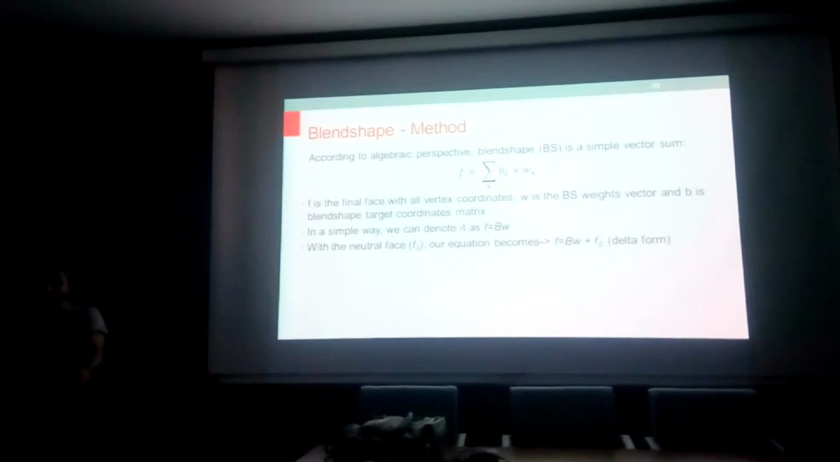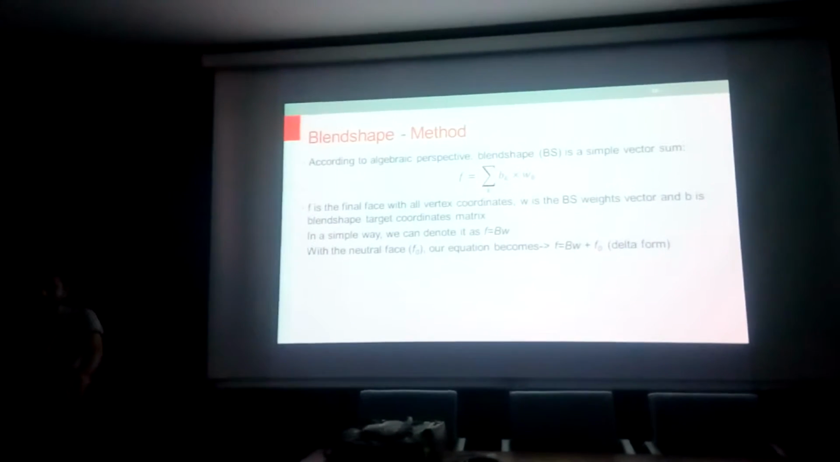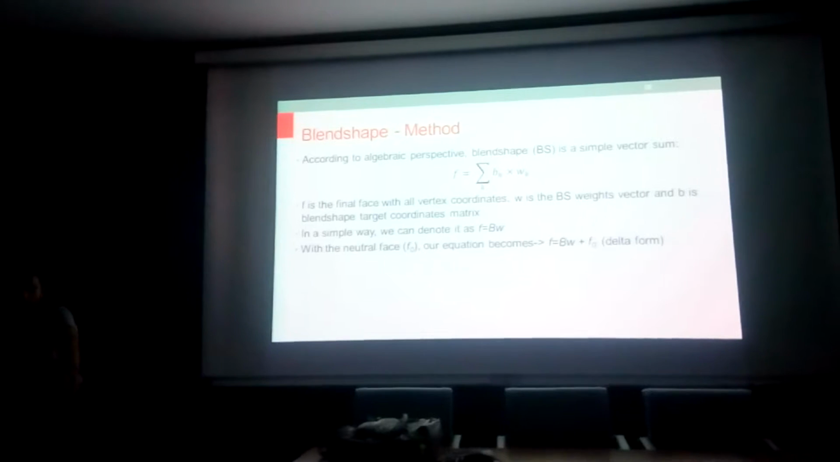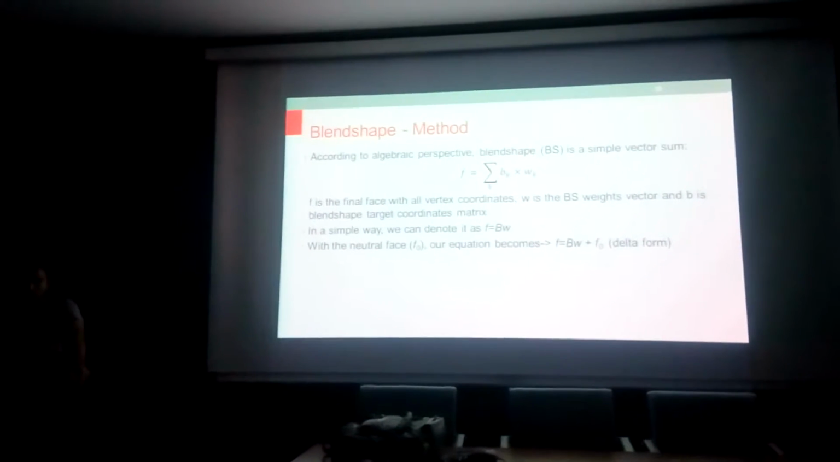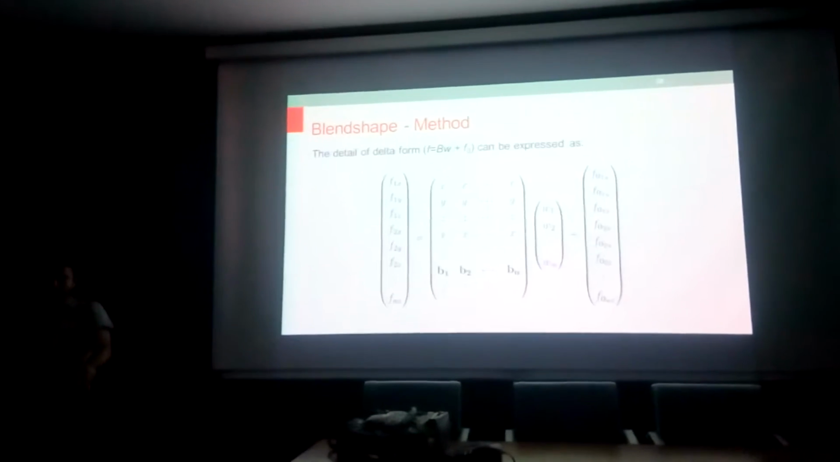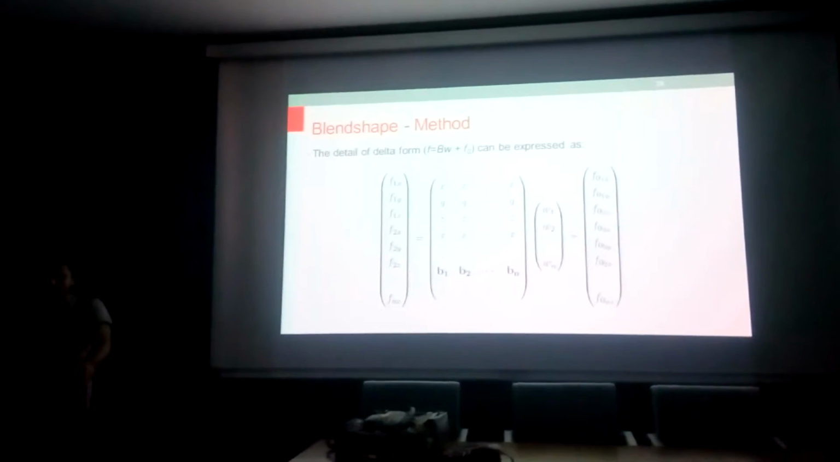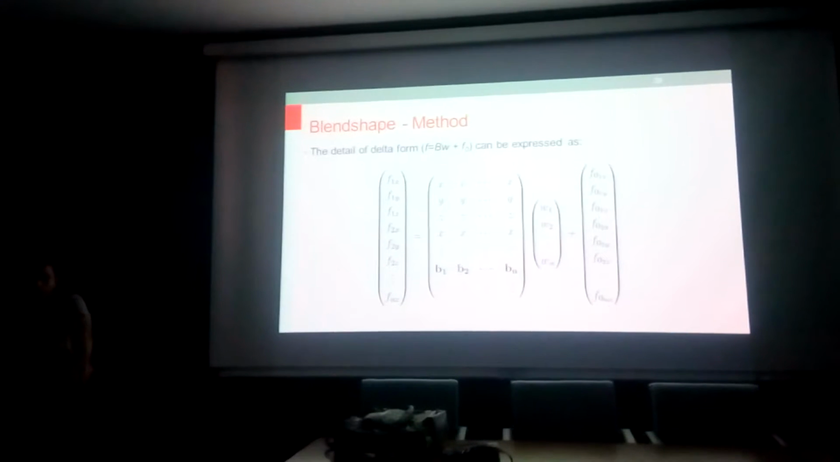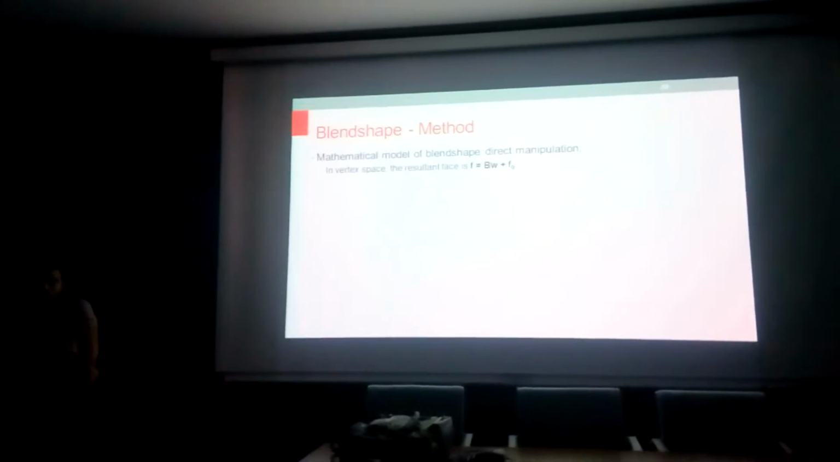However, we have to add the neutral phase to this equation because all other expressions are offsets of the neutral phase. The final equation is called the delta form of the blend shape equation. Actually, this delta form looks like this matrix equation and is used by all professional animation tools.